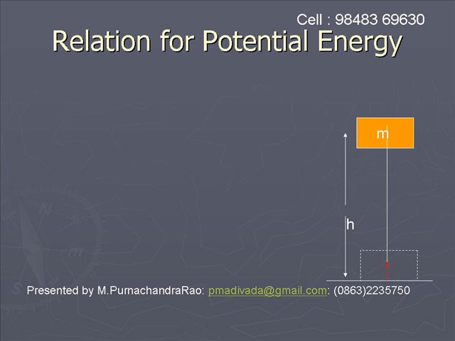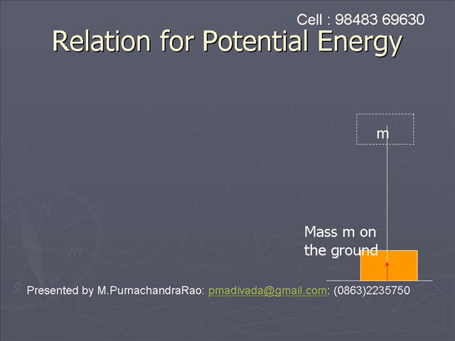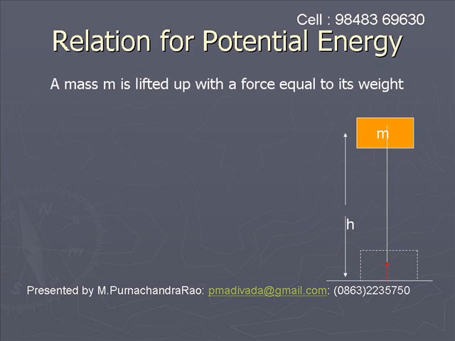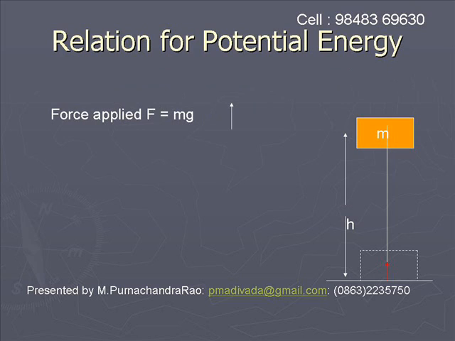Relation for potential energy of an elevated body. Suppose a mass m is on the ground. It can be lifted up. While lifting up, if we apply a force equal to the gravitational force, then the body moves up with uniform velocity. In such a case, if the body is moved up with a force equal to the weight of the body, then the upward force applied will be equal to mg.